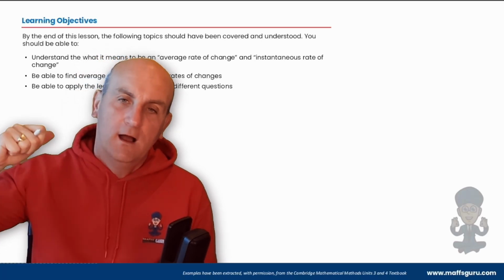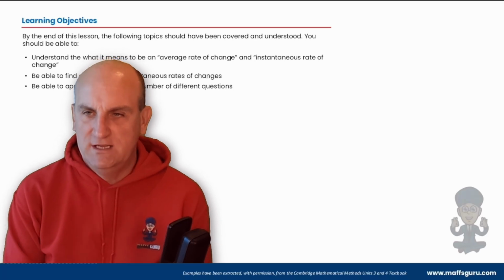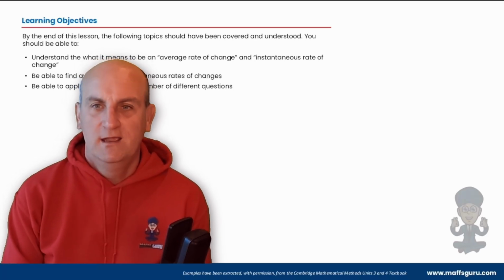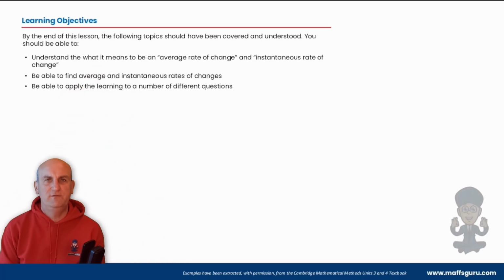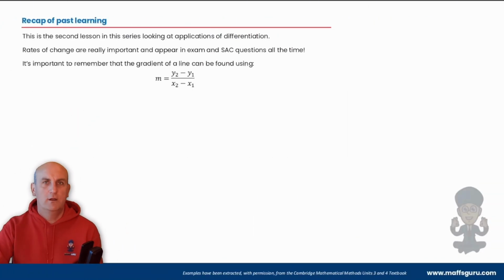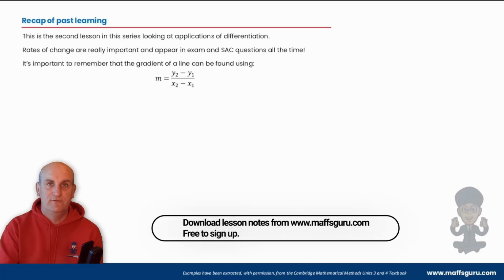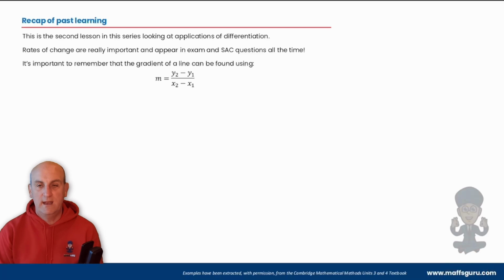Now behind me are our learning objectives. Understand what it means to be an average rate of change and instantaneous rate of change. Be able to find average and instantaneous rates of change and be able to apply the learning to a number of different questions. Sounds easy. Now this is building on a lot of the work we have been doing previously relating to differentiation. If you're not sure how to differentiate, there are videos on this previously on mathsguru.com. Totally free to sign up.